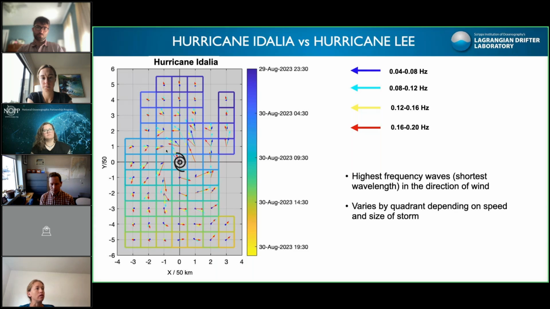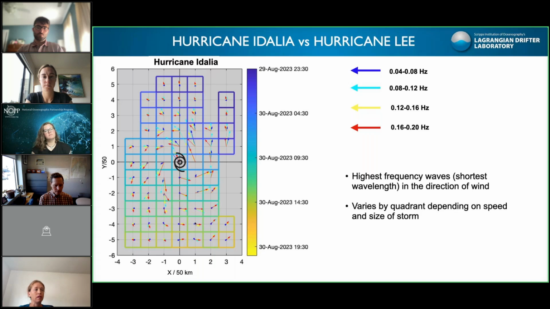This is around the center of Idalia, so it doesn't show the area. Up is the direction the storm is going. But you can see that the red, which is the highest frequency waves, is more coupled in that cyclostrophic motion, whereas in some areas you can have components of the waves going in different directions. This can lead to those conditions that Jake was mentioning, the crossing seas and such.